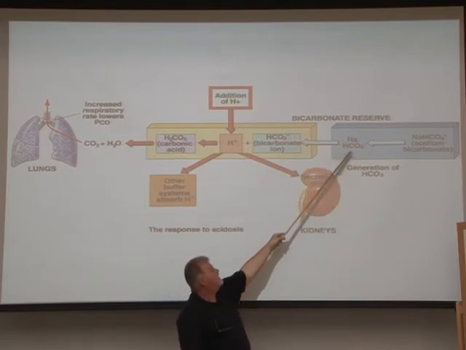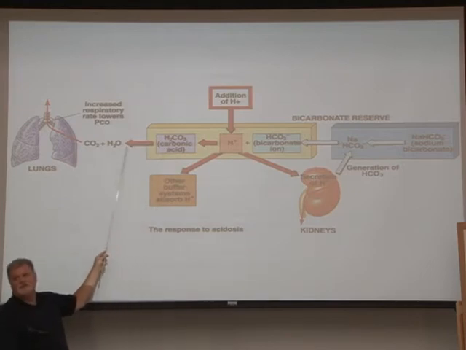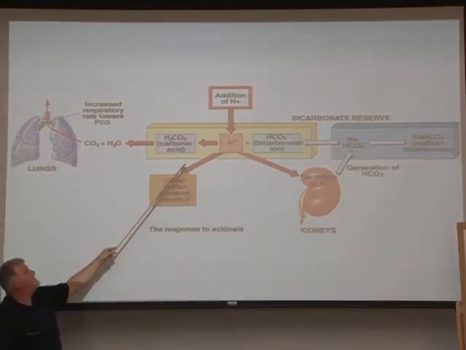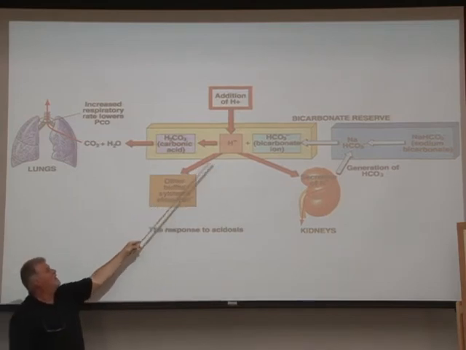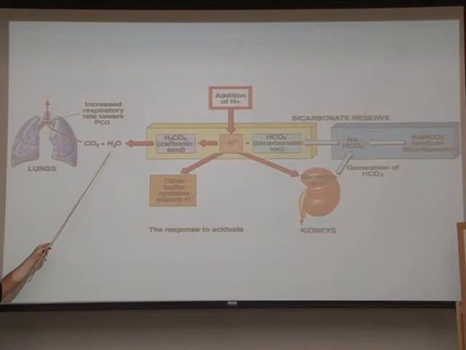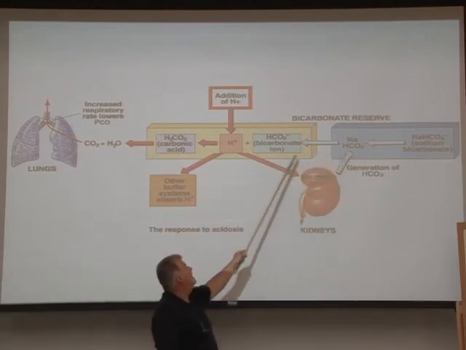Because if we had bicarbonate here, we're going to drive the reaction in this direction, which will get rid of our hydrogen ions because we recombine the hydrogen with bicarbonate to form carbonic acid, and it dissociates to form carbon dioxide and water over here. So we can do it two ways. We can secrete the hydrogen ions, or we can generate bicarbonate, and that'll help us.